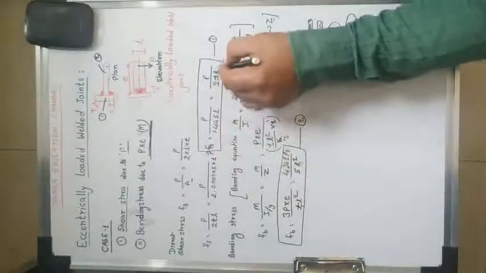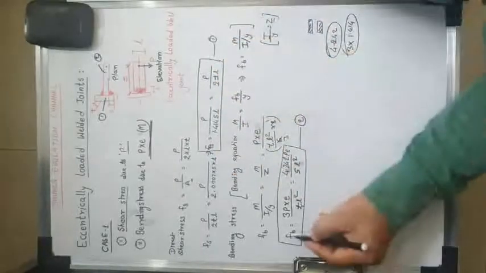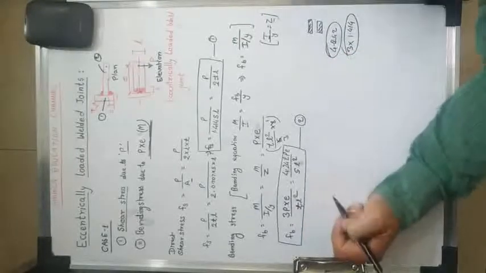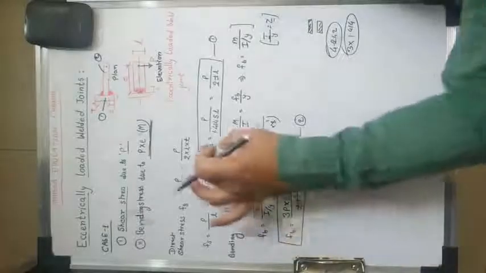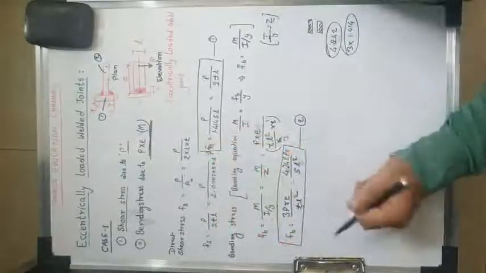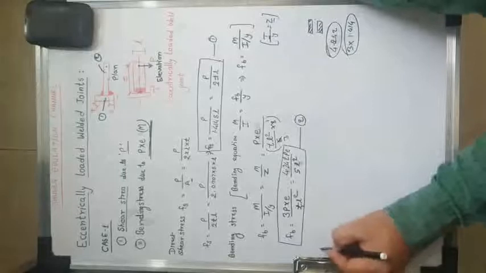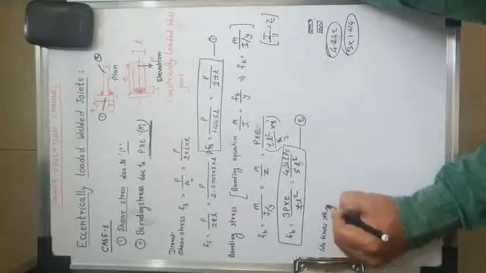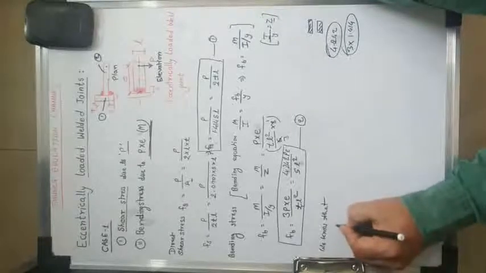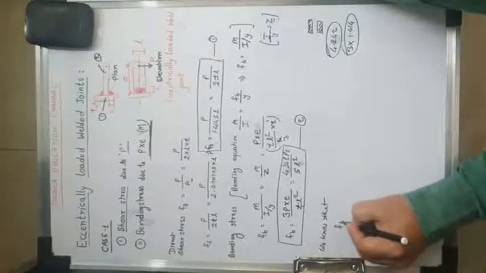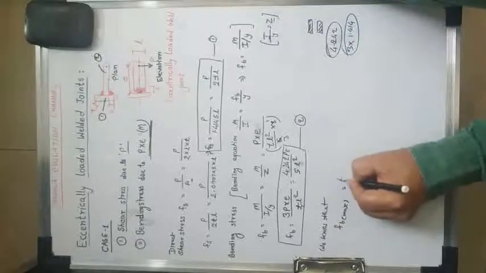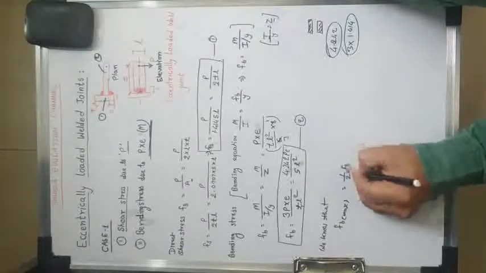So Fs comes from P upon 2TL, Fb comes from 3PE upon TL square. So both stresses come here. How can we join them? We know the formula of maximum bending stress. What is the formula? We have already read that.